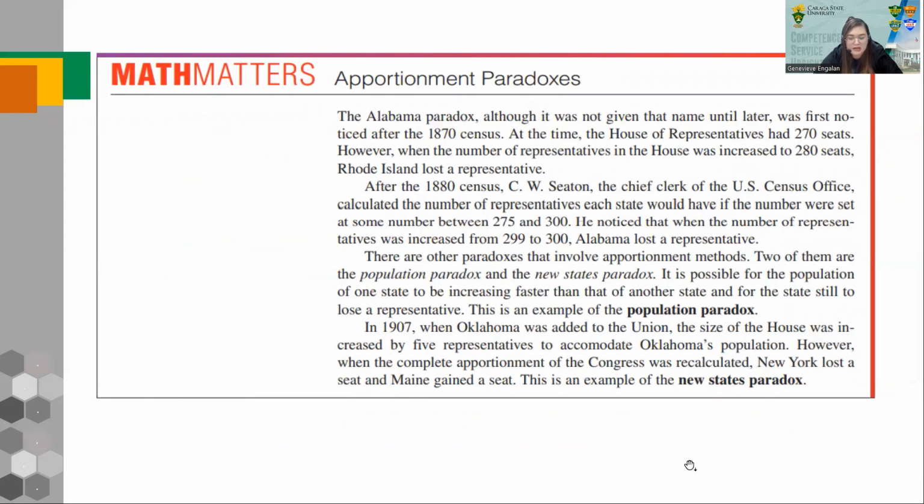Is it being balanced, ma'am? It seems like it is divided according to the number of population. It is divided according to the quantity. Okay, ma'am. Okay.